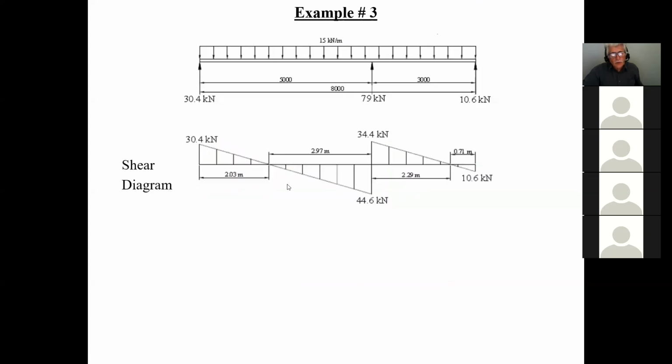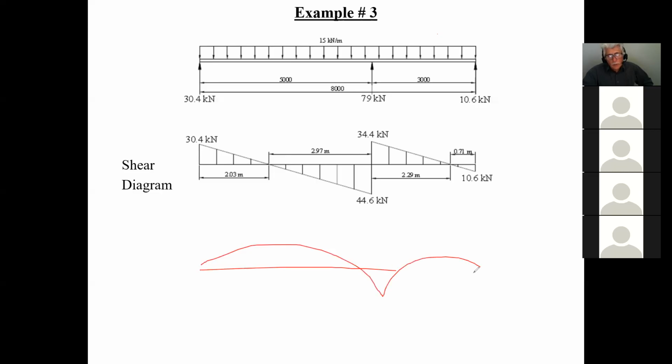Here's a moment, here's a shear diagram. Like I said, this is going up. The left side is going up with respect to the right side. It's positive, 30.4. And then this is going downwards. I simply subtract. And then this is the slope of the line, so therefore I can find where these 2 points are. And then of course, by the areas, I can calculate the moments. And from this, I get my moment diagram.